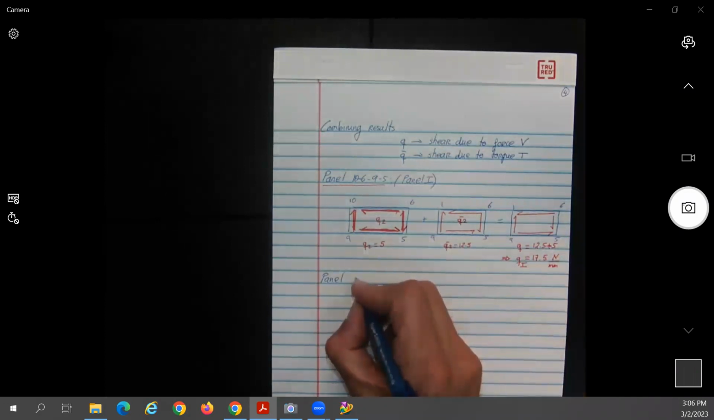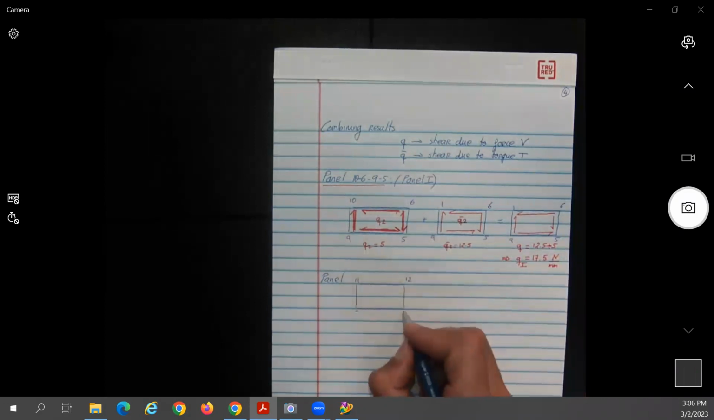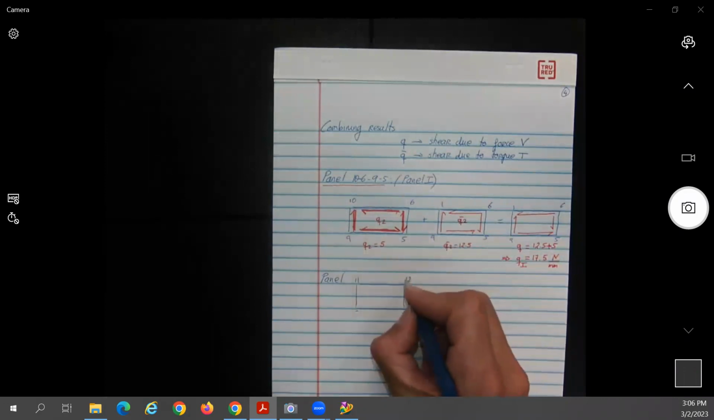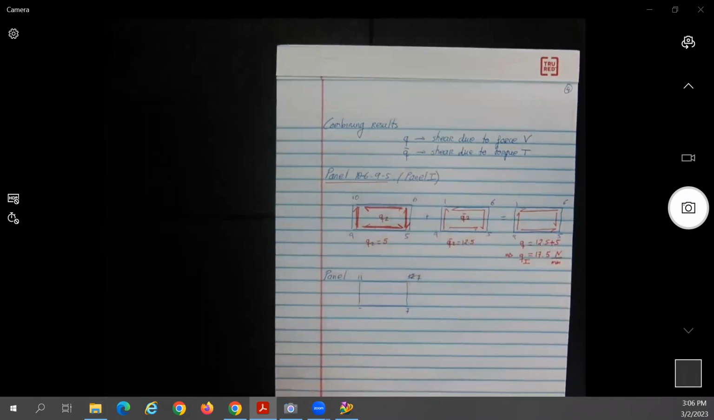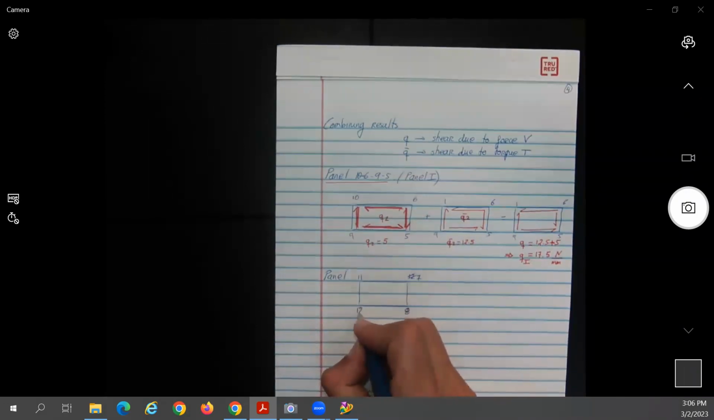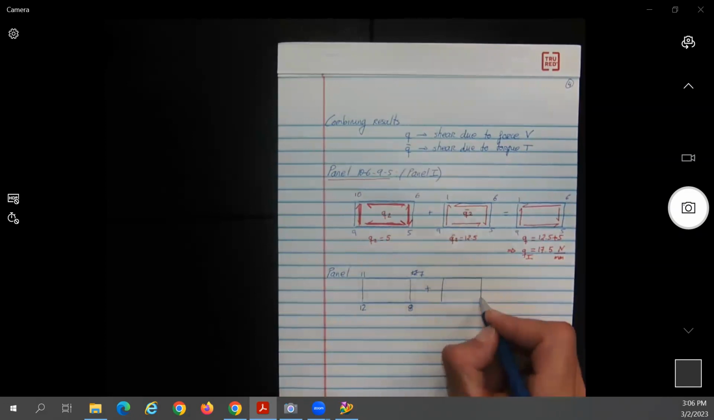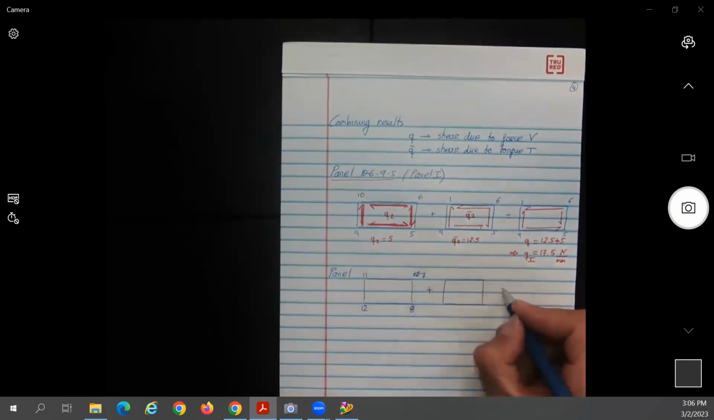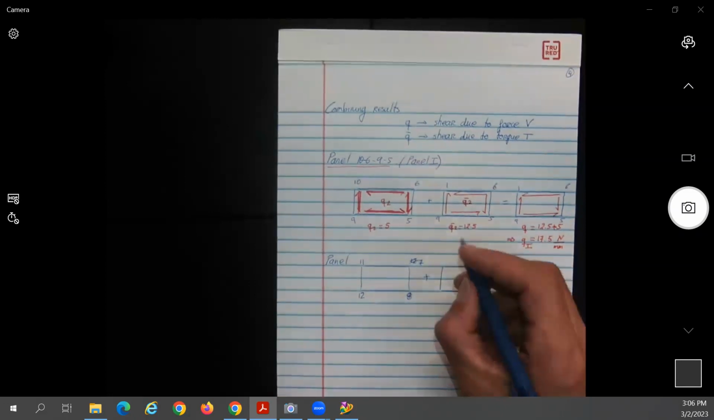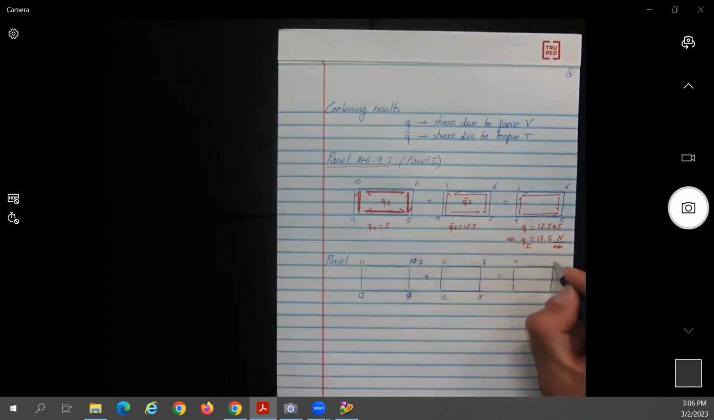So 11 at the top. 11, 12, 7, 8, okay. Plus this one here equal to this one here, okay? I should have brought my notes from last time. So it should be 11, 7, 12, and 8.